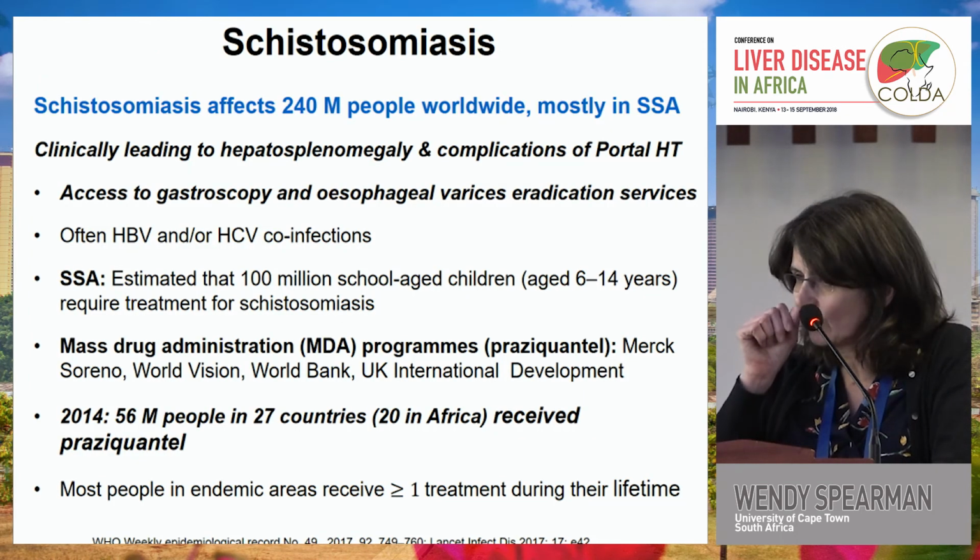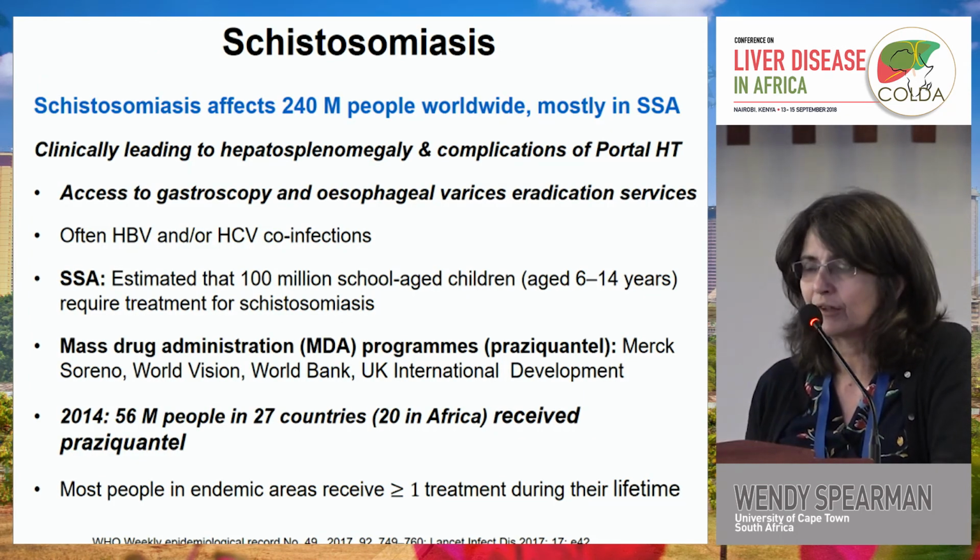So moving on to infections, schistosomiasis. This affects 240 million individuals worldwide, mostly in sub-Saharan Africa. As we know, this can result in significant problems with hepatosplenomegaly, complications of portal hypertension with life-threatening variceal bleeds. This obviously requires access to gastroscopy and varices eradication programs, which are not always available. It's often associated with hepatitis B and hepatitis C co-infections. And in sub-Saharan Africa, it's estimated that 100 million school-aged children require treatment.